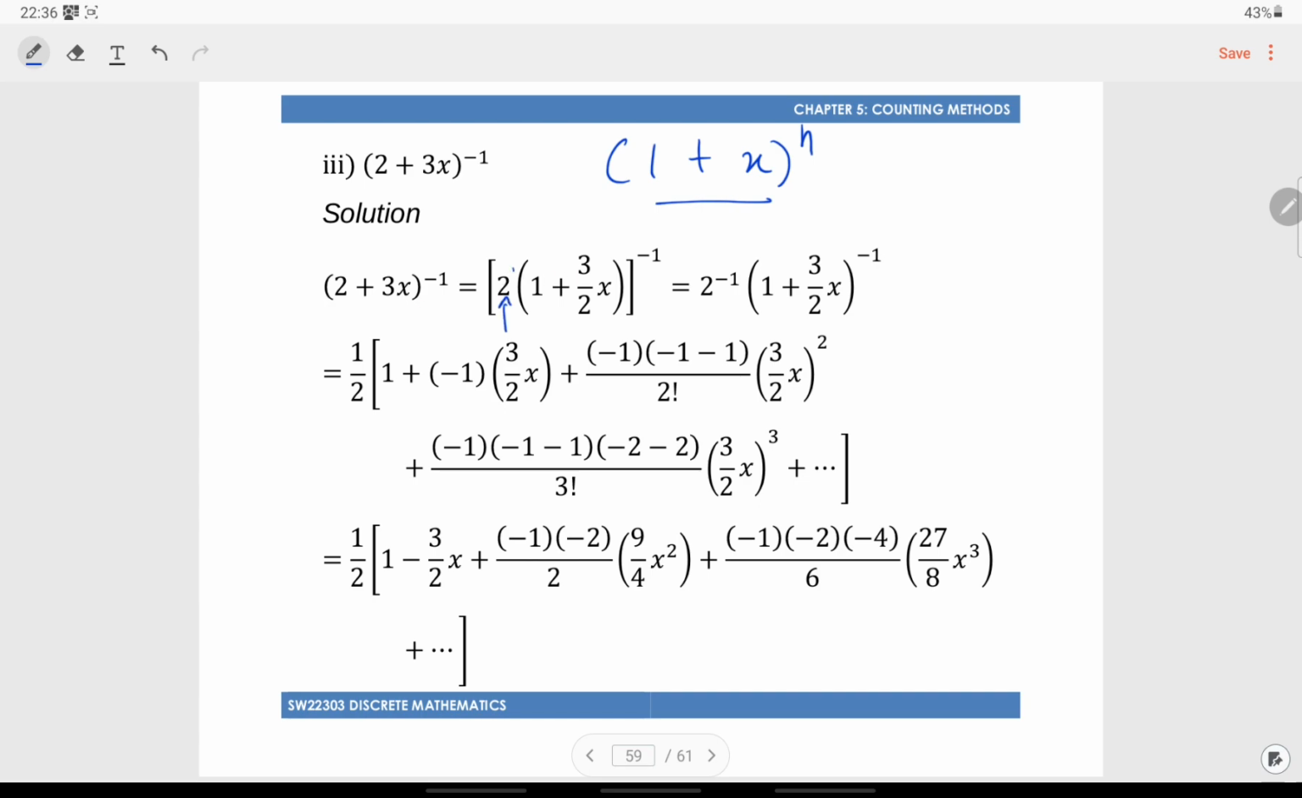So inside we have 1 plus 3 over 2x, which follows the standard form. So that means our x is equal to 3 over 2x. And then don't forget the negative 1 is located outside the largest parenthesis. That means it is also applicable for the 2. So we take it to the 2, so it becomes 2 to the power of negative 1, which is equal to 1 over 2. And then we compute the expansion of this one.